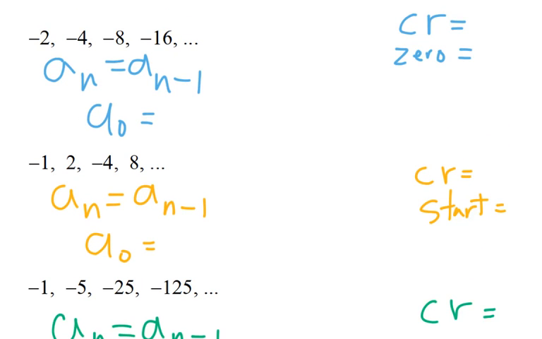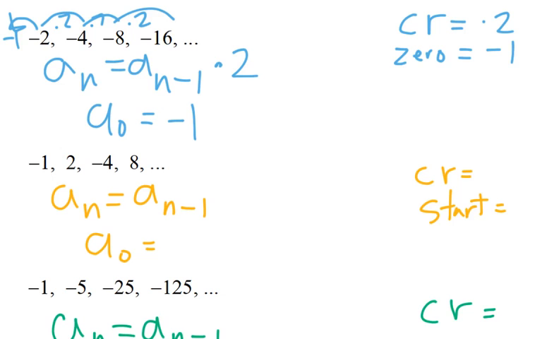Looking at this first one, I've got -2 to -4 to -8 to -16. You should notice we're timesing by a positive 2. You may want to say a negative 2, but a negative times a negative would be a positive, and notice this one doesn't switch, so keep that in mind when we look at that next one. But I'm timesing by 2, that's my constant ratio. If I go backwards, what times 2 would give me negative 2? It's going to have to be a negative 1. That's my zero term. So the zero term goes with the a sub 0 equals, and the constant ratio goes right here, times 2.